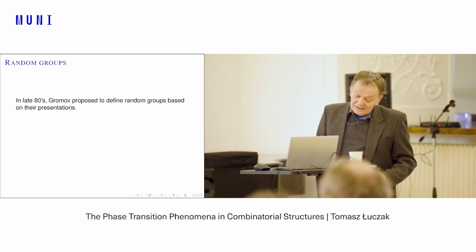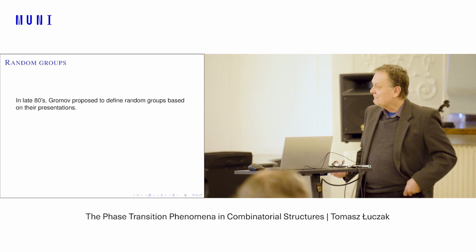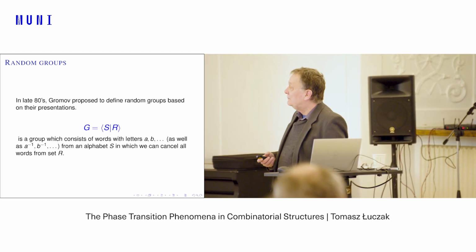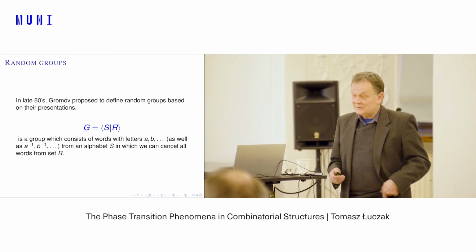So what is a random group? A random group is much harder to generate than a random graph, because a group has a structure. So Misha Gromov proposed to define random groups based on the presentation. So once again, let me just explain to you what the presentation of a group is. So we have an alphabet, letters A, B, C, and so on, and the inverse of the letters, and we just look at the free group generated by these letters. So basically these are words, A, B minus one, A, C, and so on, and we compose this group by concatenation of the words. And of course, A minus one cancels with A, and so on.